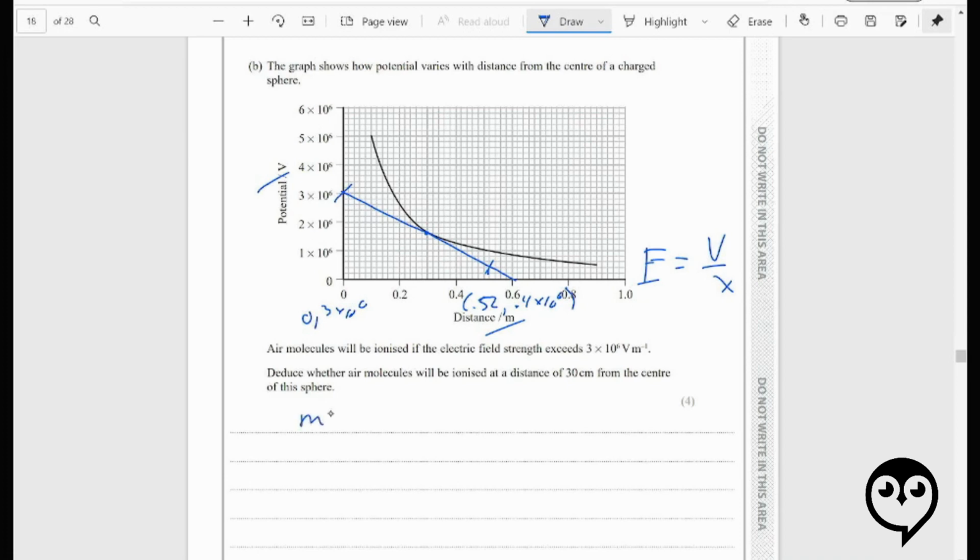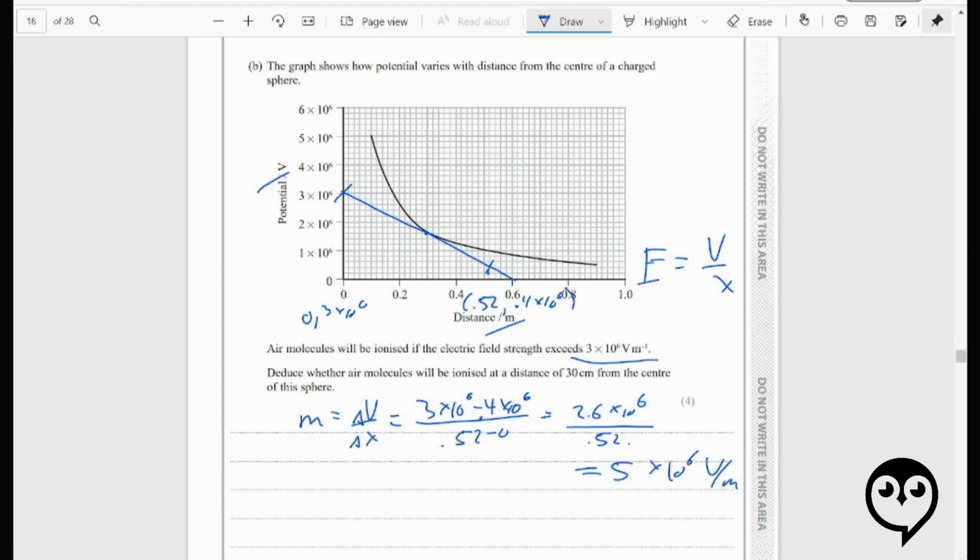My gradient here is a potential gradient, so I get 5 times 10 to the 6, and that's of course volts per meter. So I believe we have a gradient which is higher than this, and so it seems air molecules will be ionized according to my calculations.